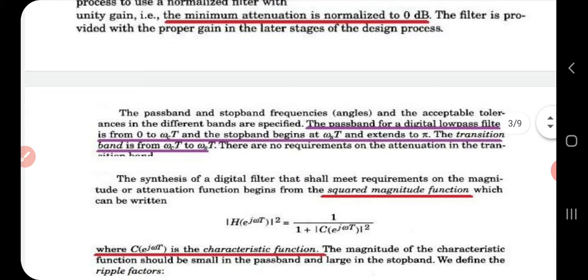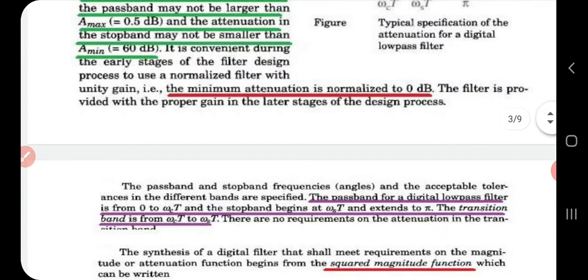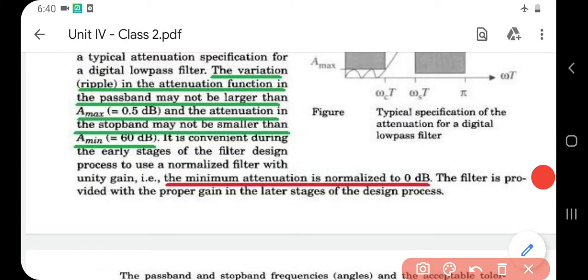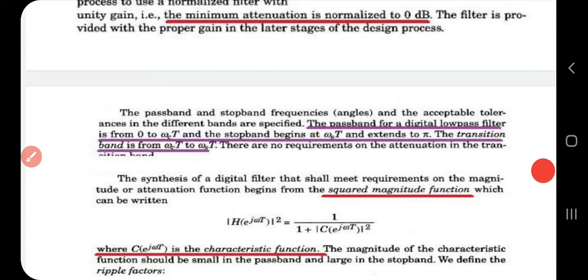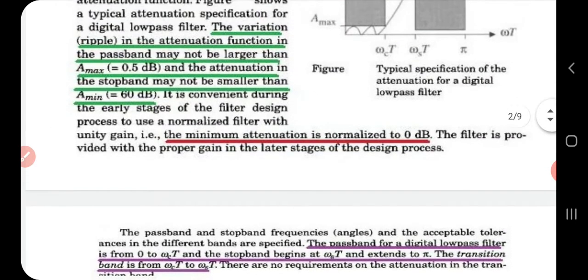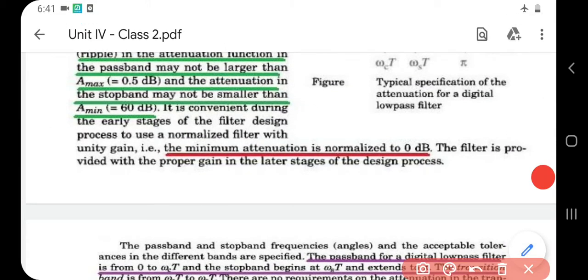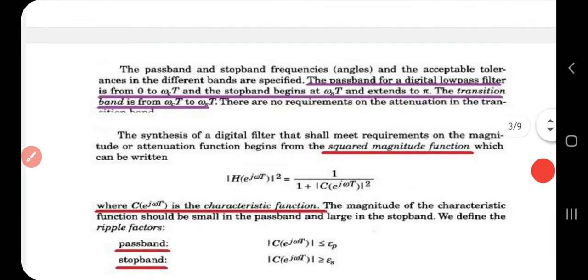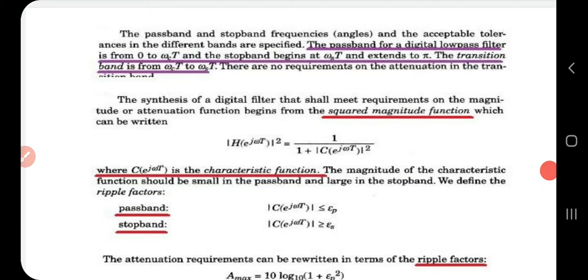Now the transition band is from omega_ct to omega_st. This line from omega_ct to omega_st is the transition band, and there are no requirements on the attenuation in the transition band. So one specification of an IIR filter is this one, then this one, and then this one. These are the three specifications.